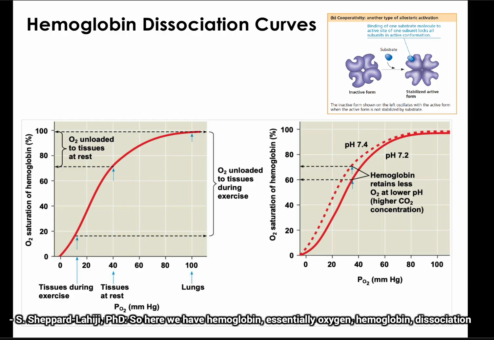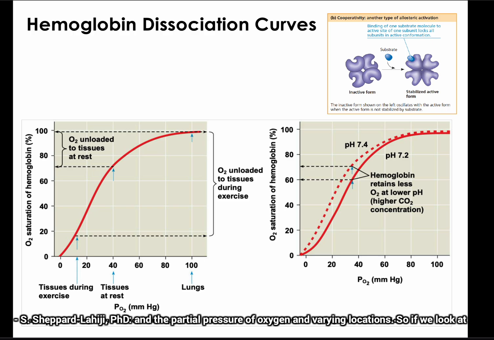So here we have oxygen hemoglobin dissociation curves, which help us to understand the relationship between hemoglobin and the partial pressure of oxygen in varying locations. So if we look at the axes, we have one axis that tells us the partial pressure of oxygen dissolved in the fluid that is proximal to the hemoglobin, surrounding the hemoglobin. And on the y-axis, we have oxygen saturation. So if we're at 100% oxygen saturation of hemoglobin, that would mean there are 4 bound oxygen molecules.